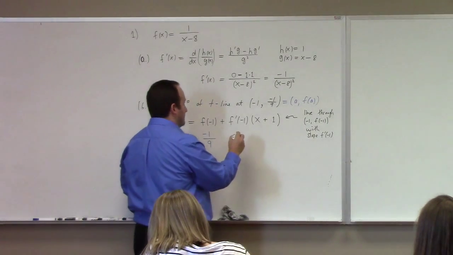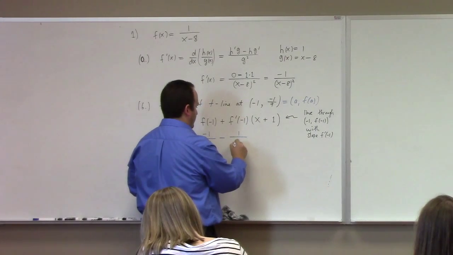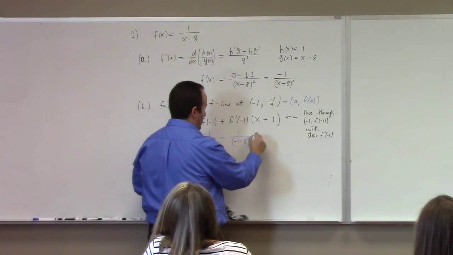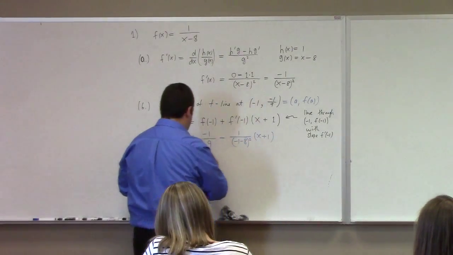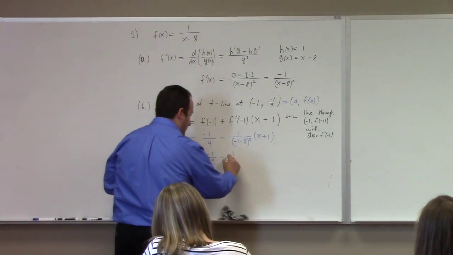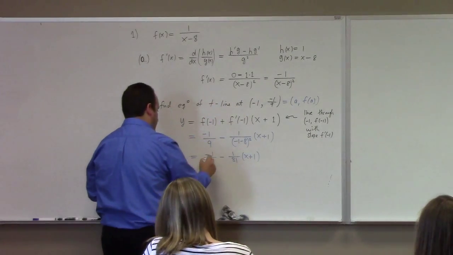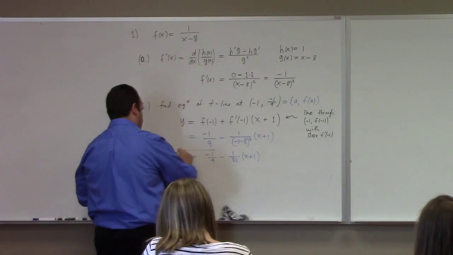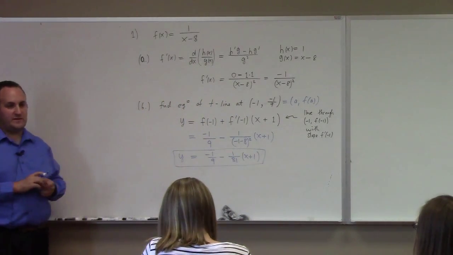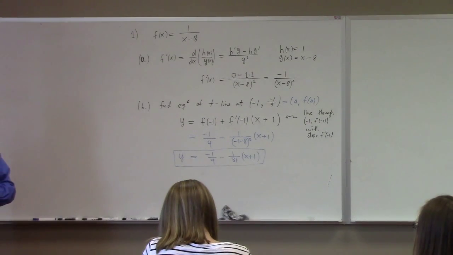What's f prime of minus 1? Yeah, minus 1 over minus 1 minus 8 quantity squared, times x plus 1. And so just to clean it up, that's y equals minus 1/9 minus 1/81 times x plus 1. And so, at least on my test, that is a perfectly welcome answer. Now, if you want me to put it into mx plus b form, we can multiply it out and do that, but there's no need. I mean, that's the equation of the tangent line right there.